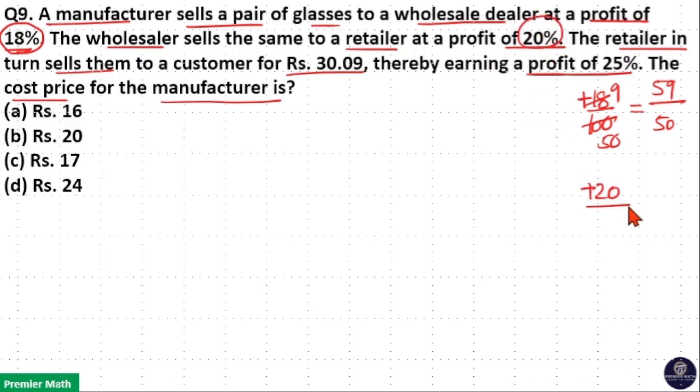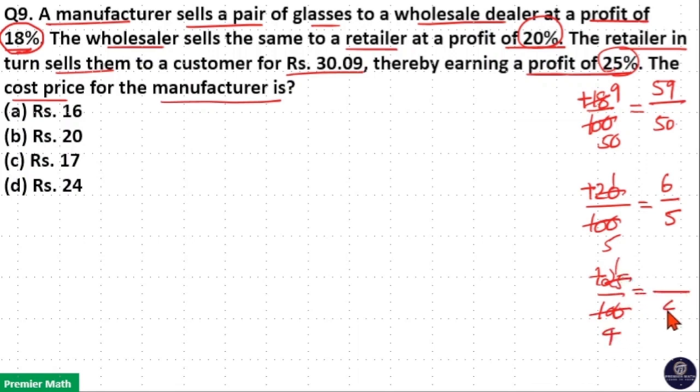Profit means plus. 20% means 20 by 100. 20 goes 5 times in 100. So plus 1 by 5 means if 5 part is the cost price, then 5 plus 1, 6 part is the sell price. Again next profit is 25%. So plus 25 by 100 means 25 goes 4 times in 100. So plus 1 by 4 means if 4 part is the cost price, then 4 plus 1, 5 part is the sell price.